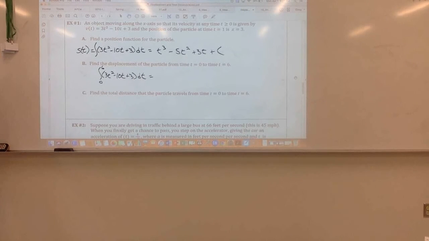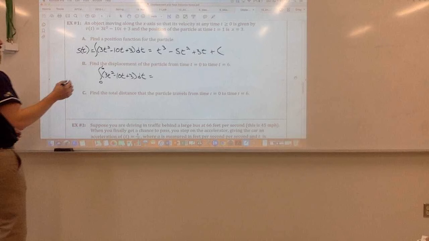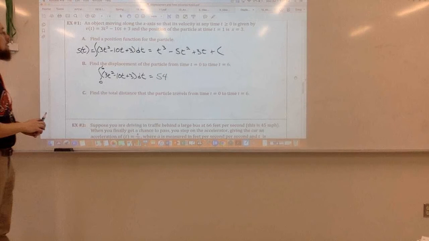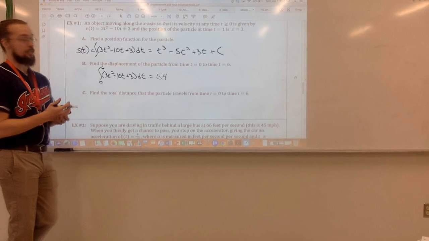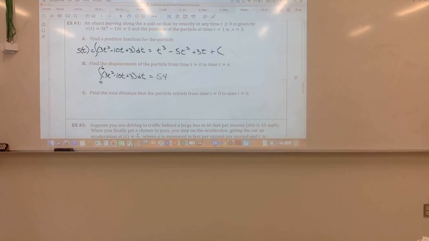So let's use the calculator here for time's sake. What would we get if we plug this into the calculator? And we are not given units here, so we could say like 54 units. We move 54 units.